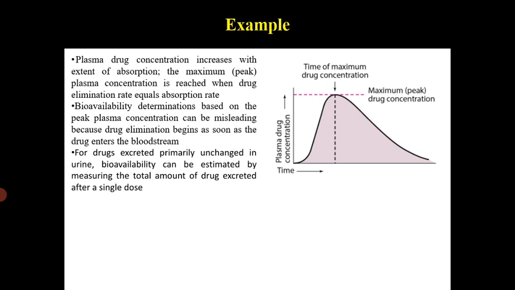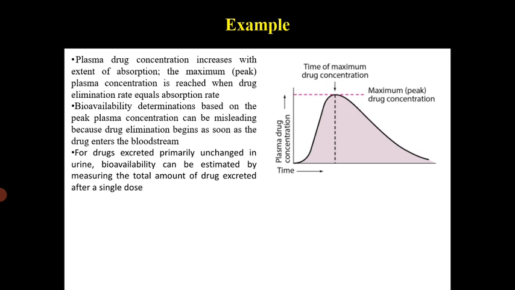Next, here you can see plasma drug concentration over time. What happens? Plasma drug concentration increases with extent of absorption. The maximum plasma concentration is reached when the drug elimination rate equals the absorption rate. Determining bioavailability based on the peak plasma concentration can be misleading because drug elimination begins as soon as the drug enters the bloodstream. Understood?